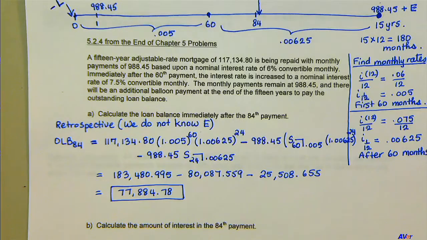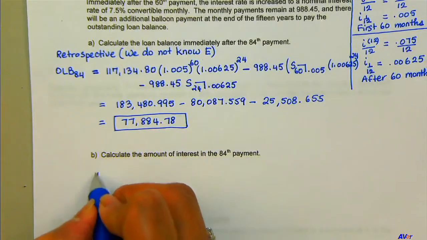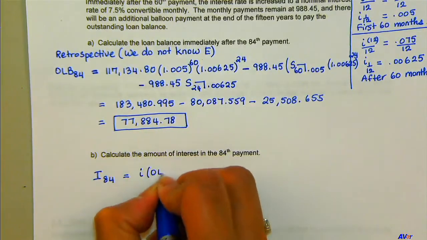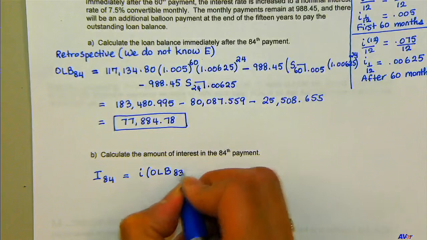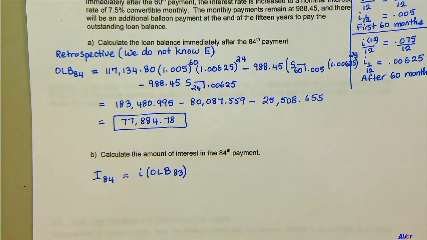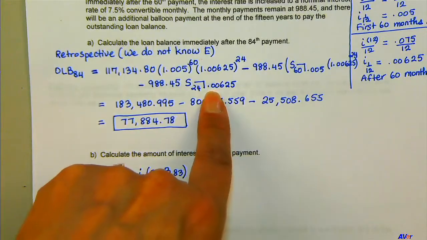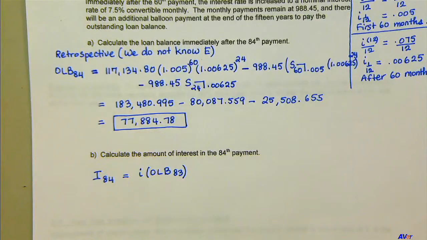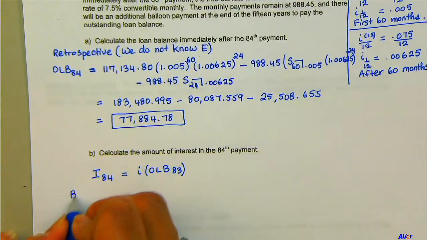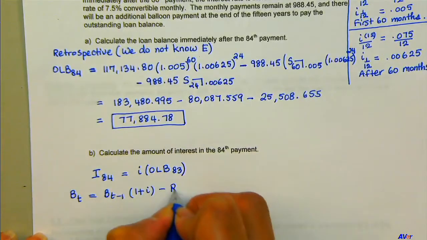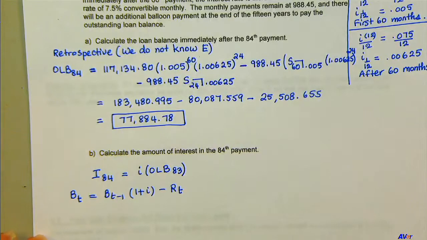Let's do the next one. Calculate the amount of interest in the 84th payment. So this is asking me for I-84. I-84 is equal to lowercase i times OLB 83. Right? How should I find OLB 83? I don't want to have to go through this retrospective because it's much more work. Couldn't I use OLB 84 to come up with OLB 83? Don't I have this? B_t is equal to B_(t-1) times (1 plus i) minus R_t. Can I use that one?